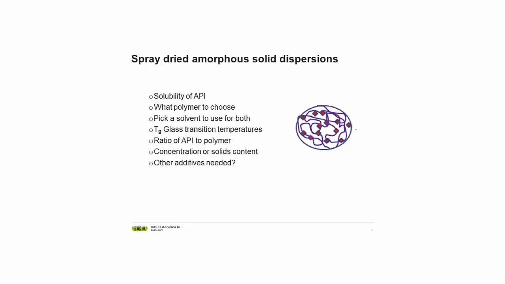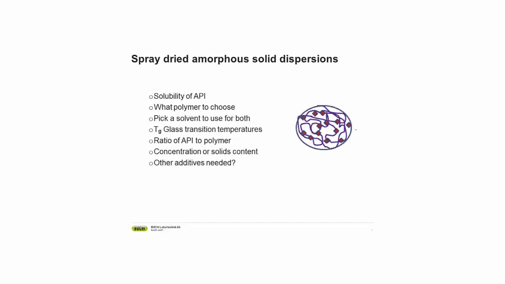Spray dry amorphous solid dispersion is something that's really well used in the pharmaceutical industry to improve bioavailability of some products. So when you want to work on amorphous solid dispersion, you need to figure out the solubility of your API, in which solvent your API is soluble, and then you need to find a polymer that's also soluble in the same solvent. So you need to pick a solvent to use for both. It's really important as well to figure out the glass transition temperature of your product and of your polymer. And you will need to determine the best ratio of API and polymer to work with.